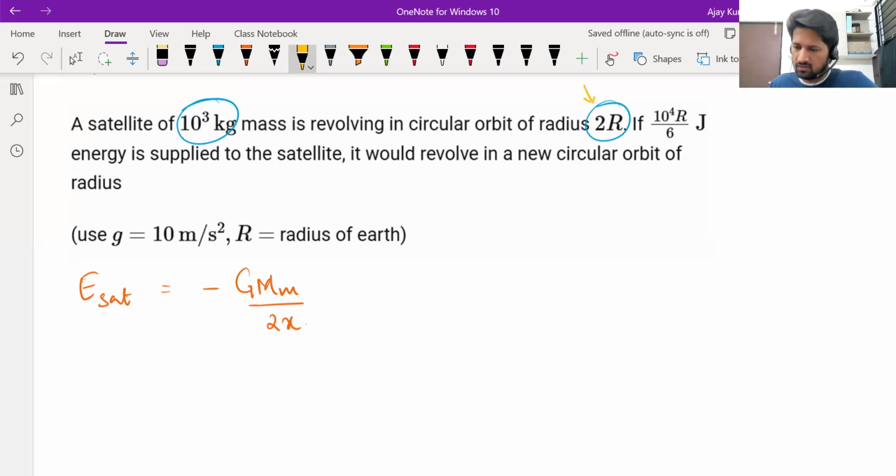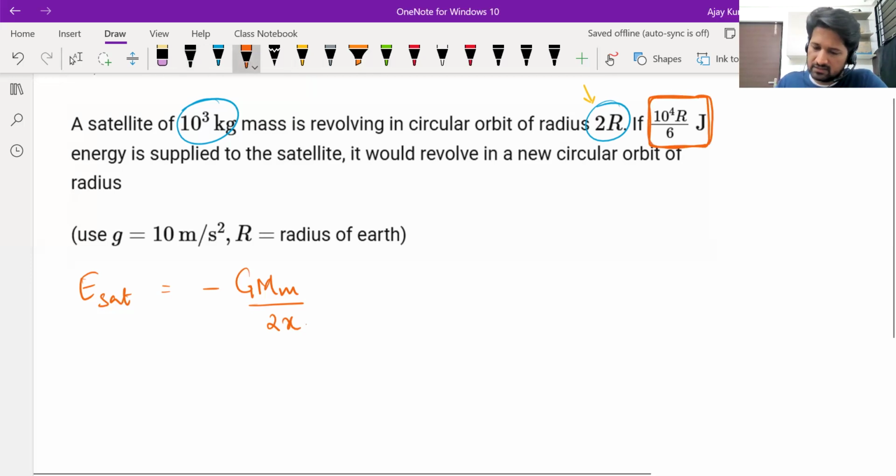Okay. Now we had discussed this point. Greater the radius of the orbit, greater will be the energy of the satellite. So if you supply energy, the satellite can be taken to a higher orbit. And the energy that you supply, this 10 power 4 r by 6, will be the energy difference of satellite in the final orbit minus energy of satellite in the initial orbit. That's all.